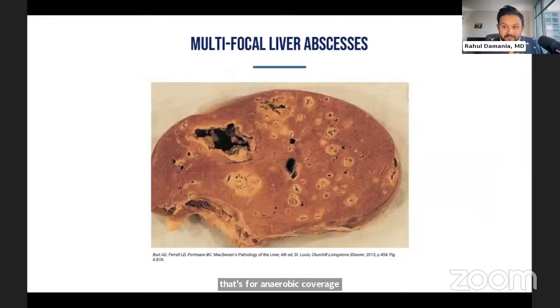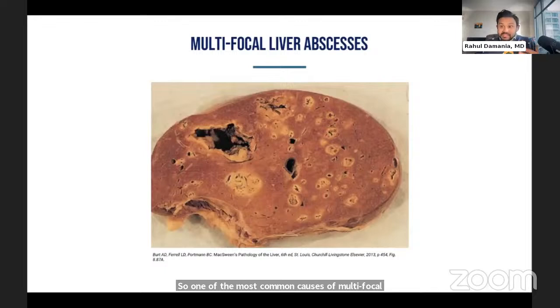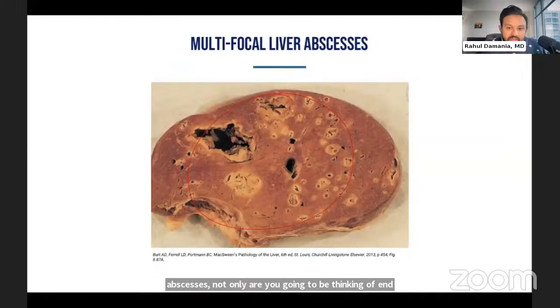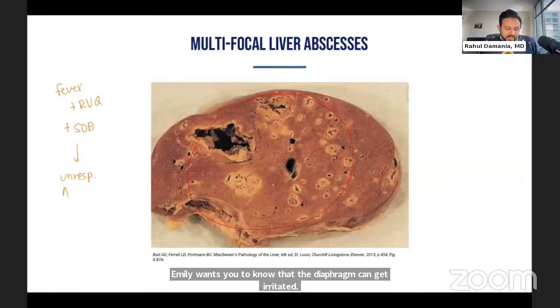Remember that when you have infection of the biliary tree, that is close proximity to the liver. So one of the most common causes of multifocal liver abscesses, not only are you going to be thinking of Entamoeba histolytica, but you're also going to be thinking of ascending cholangitis that can cause multiple liver abscesses. Remember, liver abscesses are going to present with fever plus right upper quadrant pain. You can also have shortness of breath because the USMLE wants you to know that the diaphragm can get irritated. This will be unresponsive to antibiotic therapy.